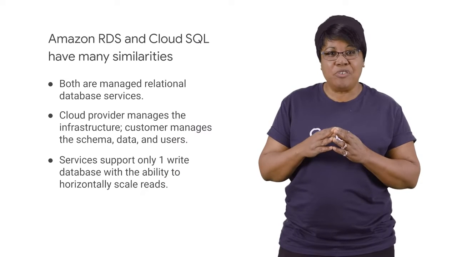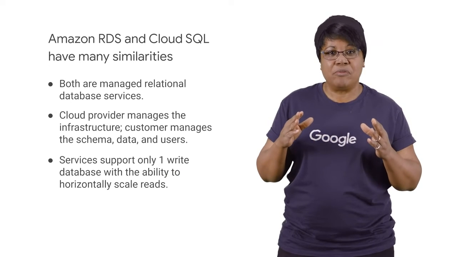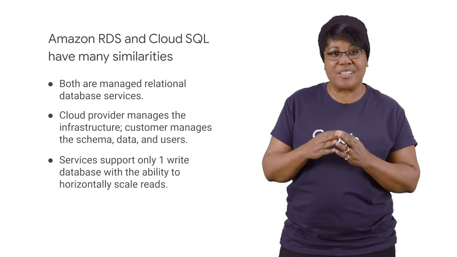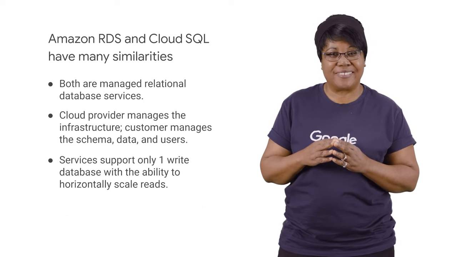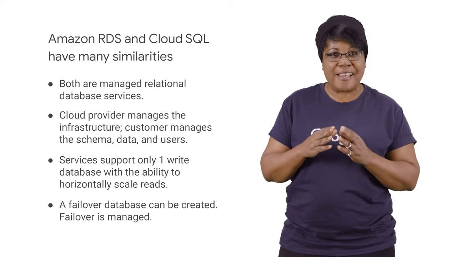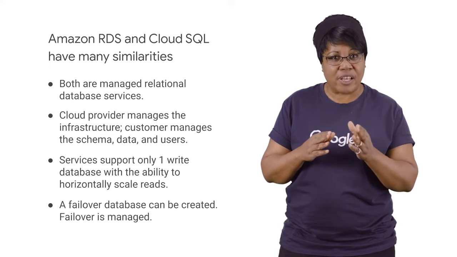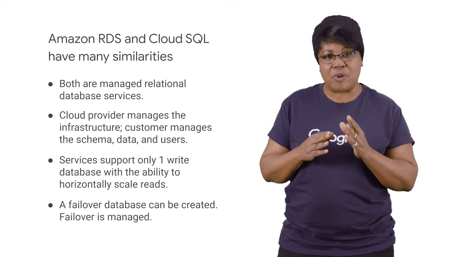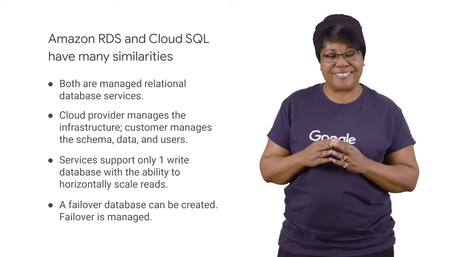Reads and writes can be scaled differently. For the write database, the instance can only be vertically scaled. You can make a single write database larger. You can horizontally scale reads with read replicas and put them in different zones or availability zones. A failover replica can be built in another zone or availability zone. The cloud provider is responsible for the failover process.